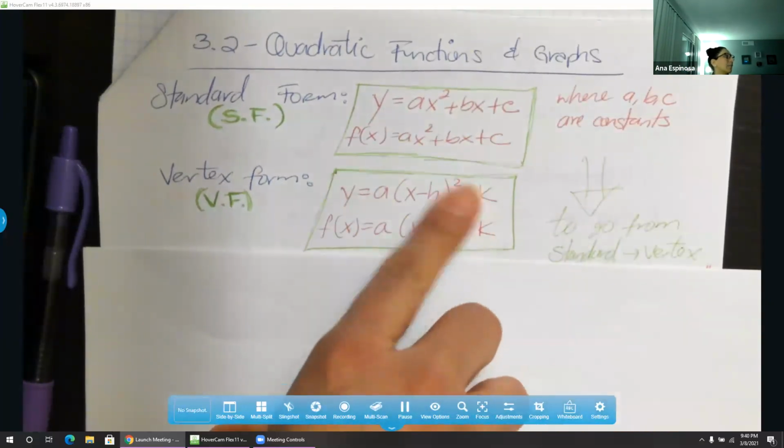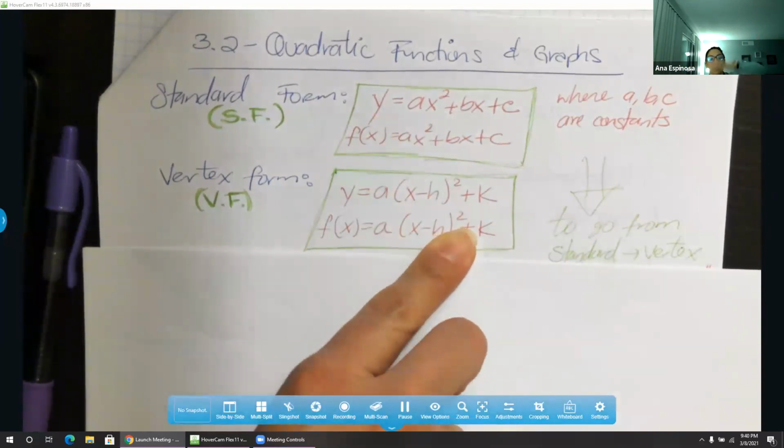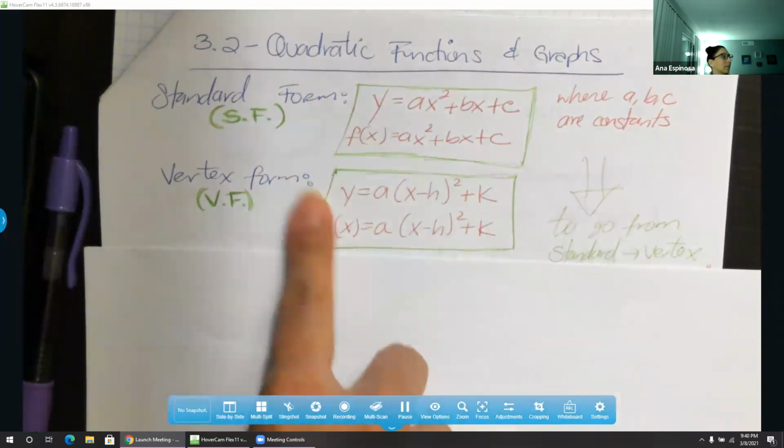So a, b, c are numbers, a, h, k are numbers. You've already seen this before. This is the hk form from many of the parent graphs. Remember, from parent to the transformation. This is basically that specific form.